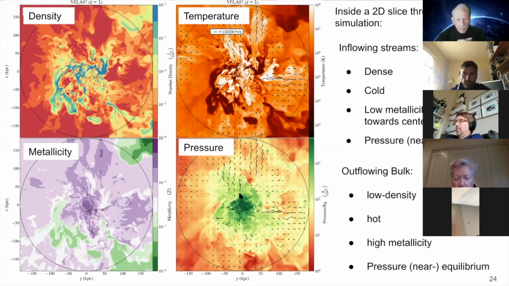Right? The pressure at the center is the highest, and it goes down as you go towards the edge. So even though the streams are higher density, they're lower temperature. When you add these two together, you get a pressure that's approximately the same.